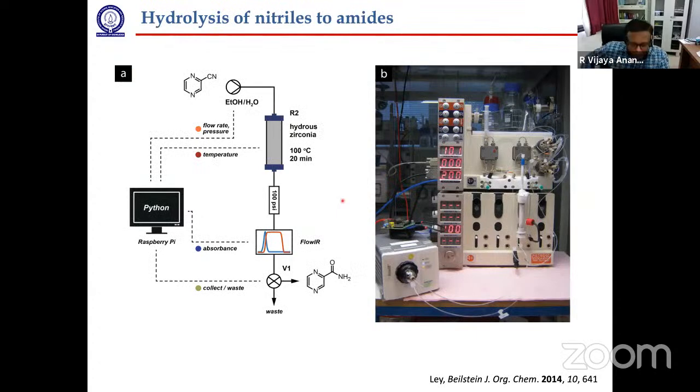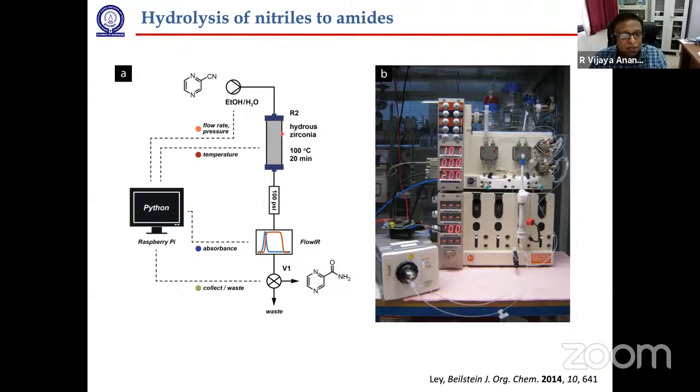And a very important thing is that you can also monitor the progress of the reactions by the flow IR technique. In this particular example, you can see the conversion of an aromatic cyano compound into an amide by using zirconia as a catalyst. Zirconia is zirconium oxide, which is used as a catalyst here. So what you do generally is inject the cyanide with water, because water is also required, as it is a partial hydrolysis reaction.